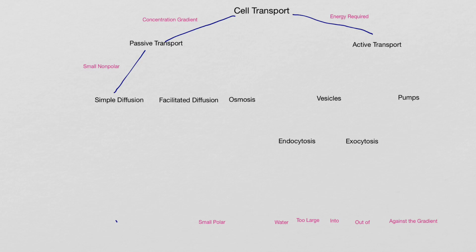Anything else that is polar, if it tries to get through, it's going to hit the fatty acid tails of the phospholipid bilayer, and when that happens, it's going to boot them right back out, and it's just not going to work very well. So, the next part would be facilitated diffusion, and facilitated diffusion is going to be something that is small and polar.